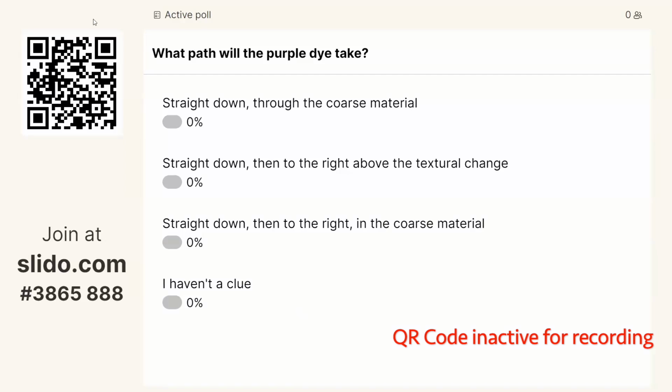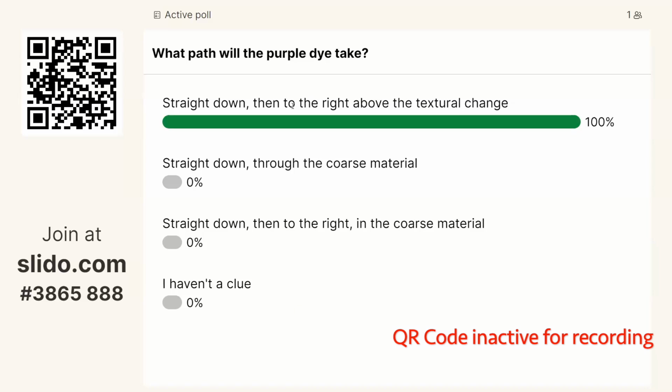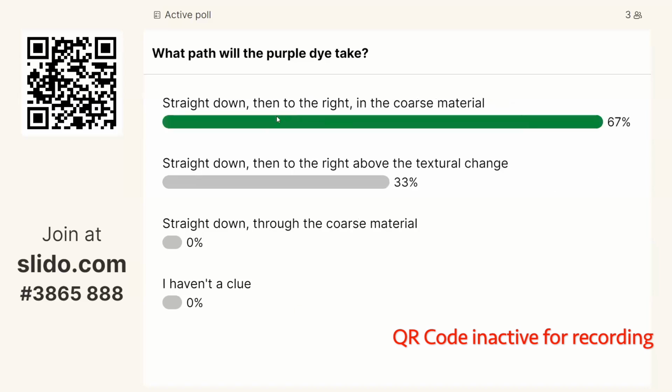Is it going to go straight down and keep on going through the coarse material? Straight down, then to the right in the coarse material? Straight down, and then to the right above the textural change? Or I haven't a clue. Well, everybody's got an opinion. That's good. So let's see. Oh, see, there's somebody honest: I don't have a clue. So the four runners are straight down and then to the right in the coarse material.